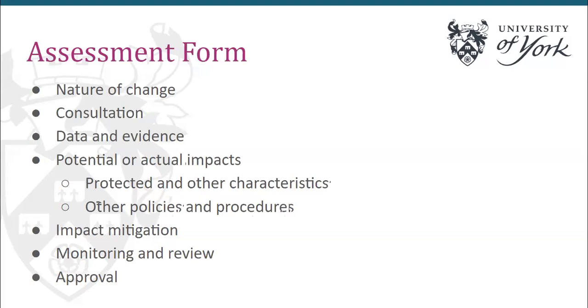You may also want to consider how you will mitigate against the impacts identified, and how the new change or new policy or procedure might impact or interact with other university policies and procedures, and how you will mitigate those impacts. You will also consider how to plan and monitor and review any impacts once the policy or procedure is in place. And finally, there's also a section for the EIAs to be signed off or approved by someone with suitable authority.